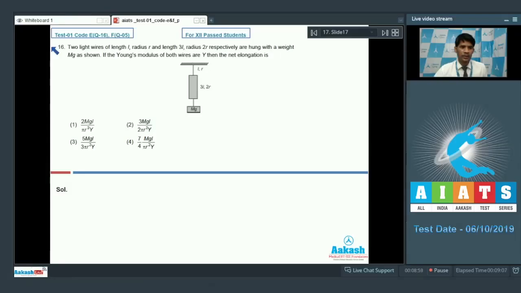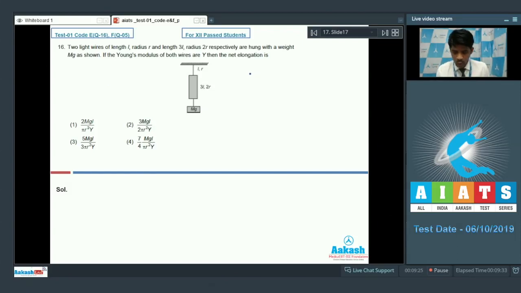In question number 16, two light wires of length L and 3L, radius R and 2R respectively, are hung with a weight mg, as shown. If Young's modulus of both wires is Y, find the net elongation. Some elongation will be produced in this wire and some in the other. Total elongation is the sum of the elongation produced in both wires.